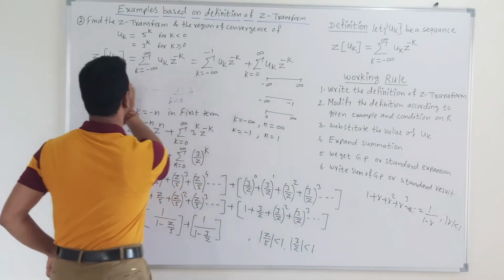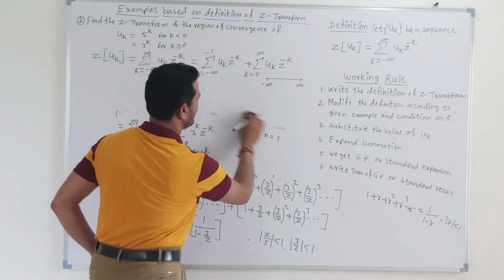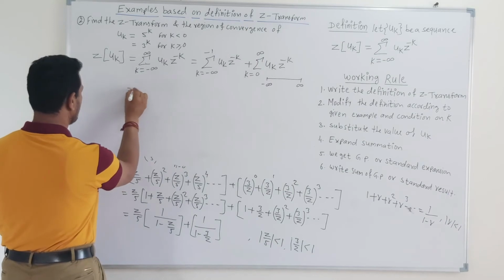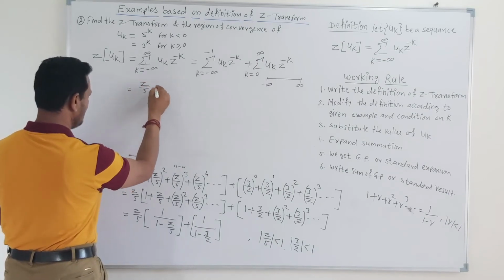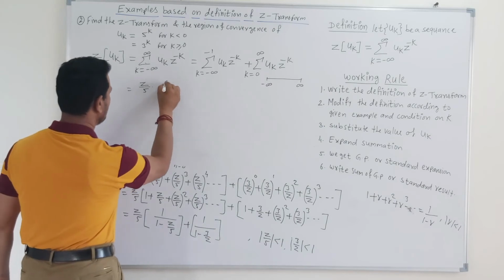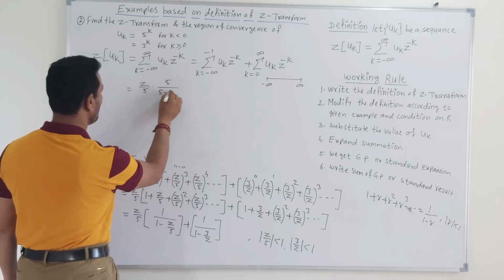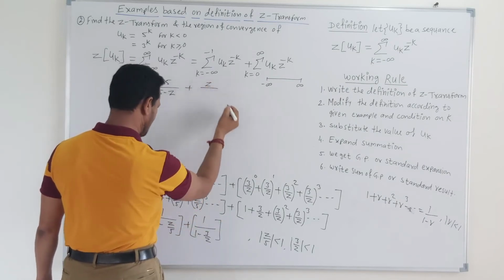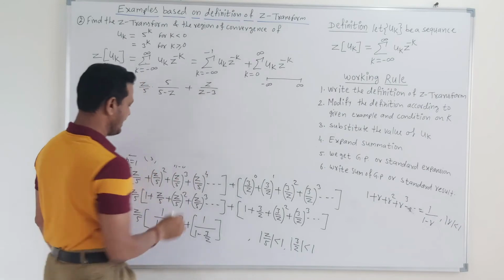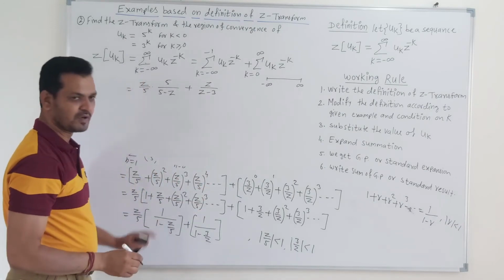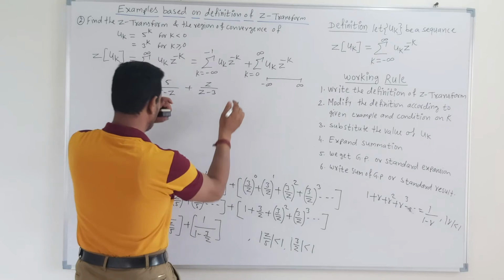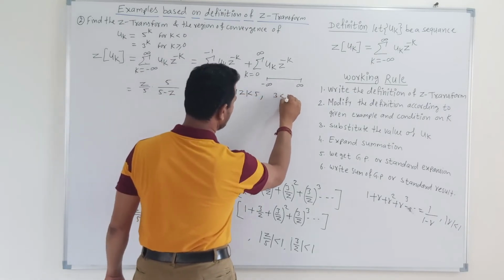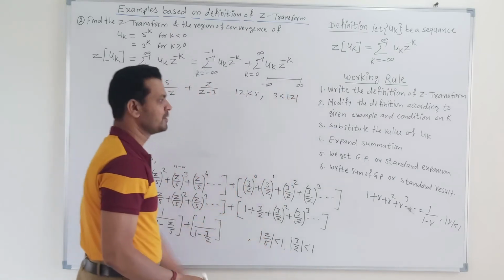Now friends, just try to simplify this. We get z upon 5 times 5 upon 5 minus z, plus, if we simplify this term, we get z upon z minus 3, after taking the reciprocal of z and the reciprocal of 5, where this condition is mod of z is less than 5, and again 3 is less than mod of z according to the second condition.